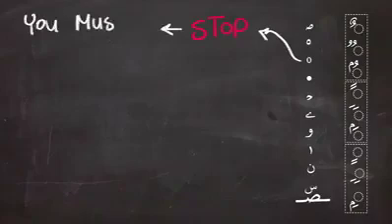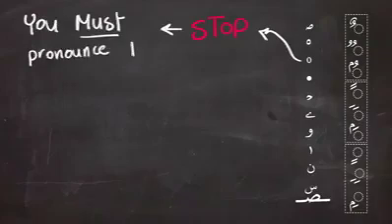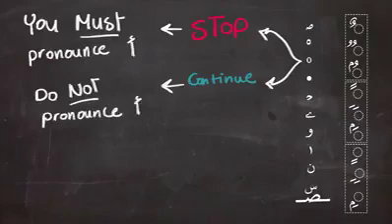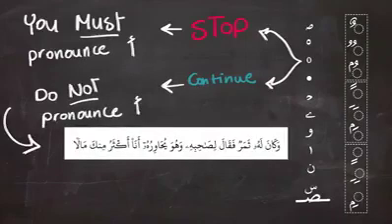Next is the sign that looks like a zero. And this is an interesting sign because when you see it above the alif, it means that you pronounce the alif if you stop at this word. But if you continue, you will not pronounce it. Like in this example. So if you stop at the word, you will have to pronounce the alif.